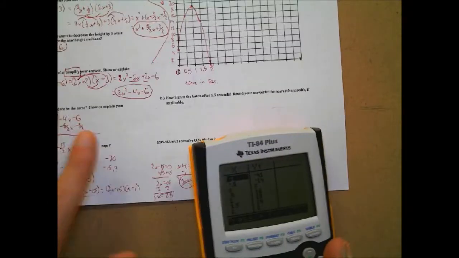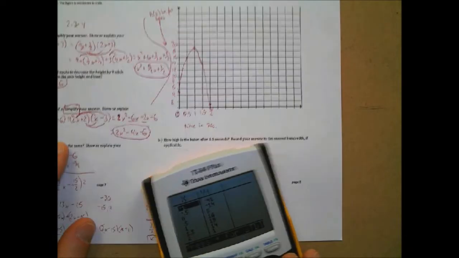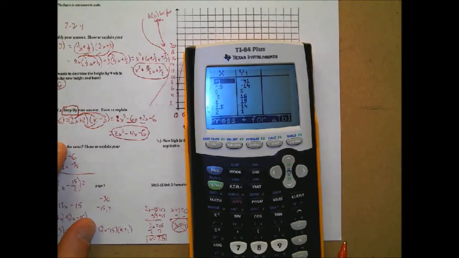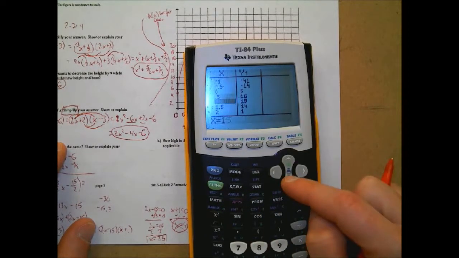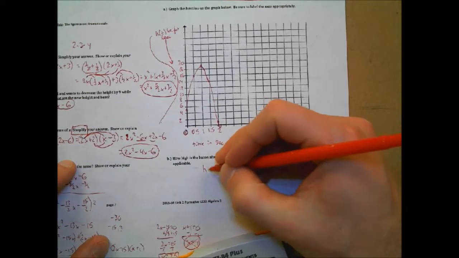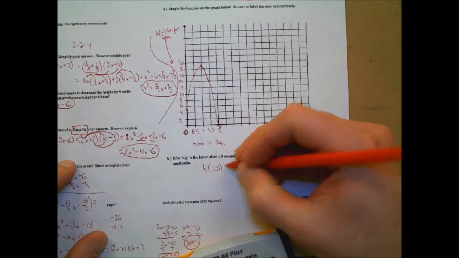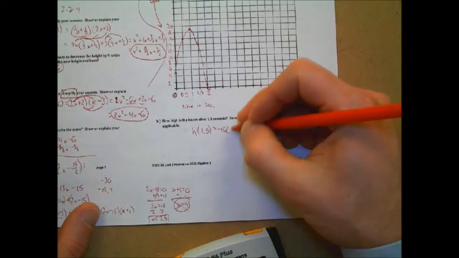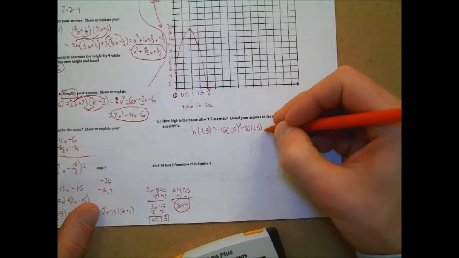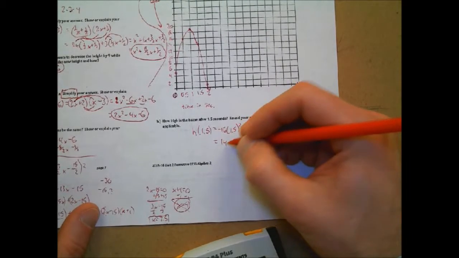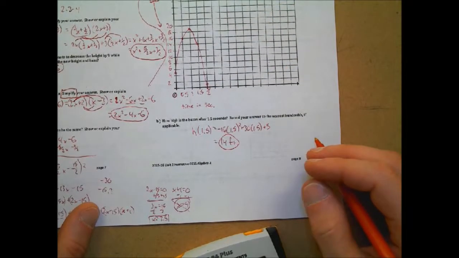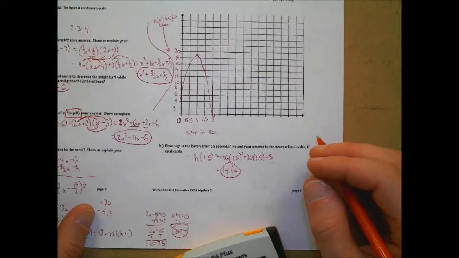Oh, and then speaking of, how high is the baton after 1.5 seconds? Well, we just got that, right? What is the height of the baton after 1.5 seconds? It's 14 feet, right? Let me go highlight that. Yep, it's 14. There's a couple ways you can do this. You can just do h of 1.5. So it's going to be negative 16 times 1.5 squared plus 30 times 1.5 plus 5. Okay, and that equals 14 feet. We can also use our table in the calculator too. So there's your answer for B.